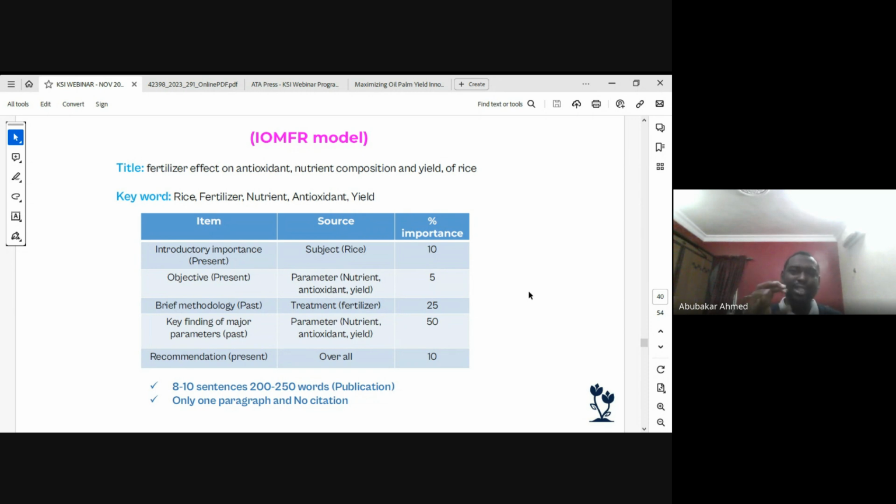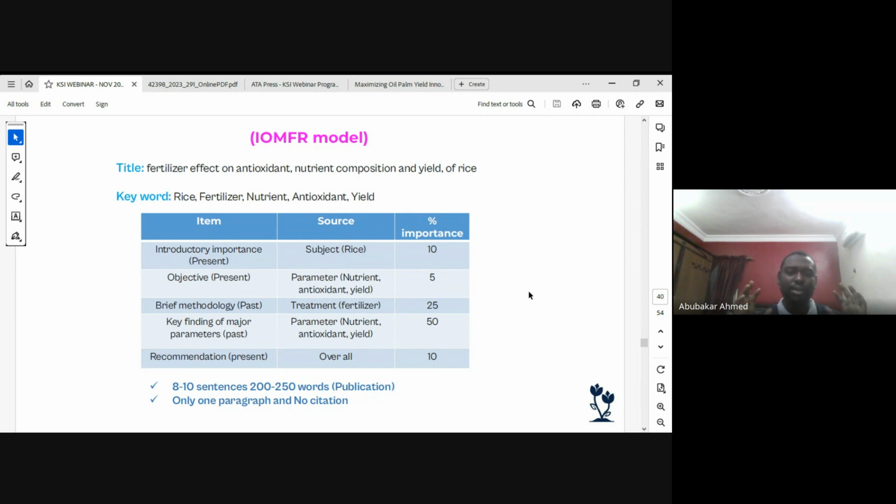You have each step of your writing, you give it 100%. Introduction contains 10% because you want to introduce the subject that is the focus of the research. Then the objective is just one line or 1.5 lines, so you give it 5% importance. This is constant. You can keep it constant whenever you are writing your article.